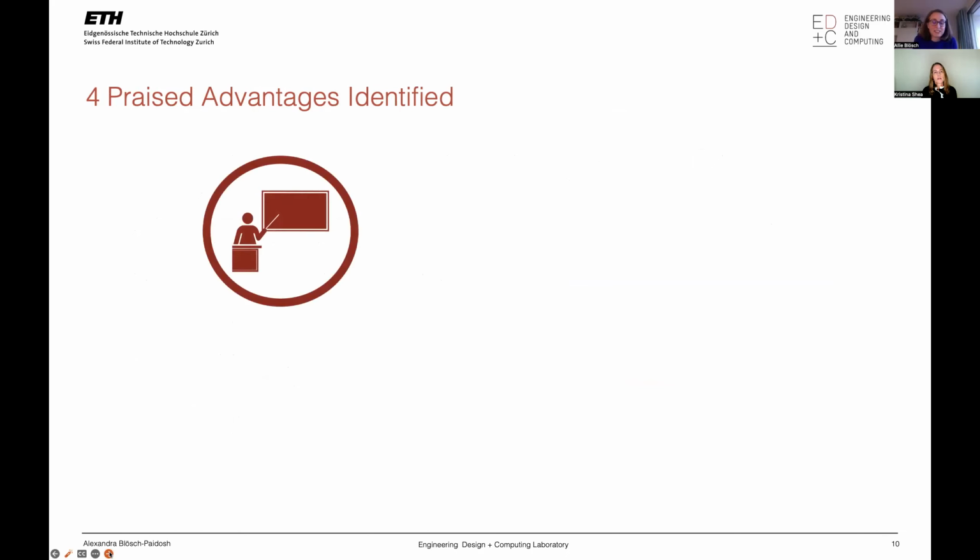The first is that they thought they were really good for teaching others about AM. So not just themselves learning about it, but they said, hey, I could really see this being useful when I need to explain to my boss why we should invest in an AM machine, or why we should maybe do this R&D project related to AM. They found it very useful.